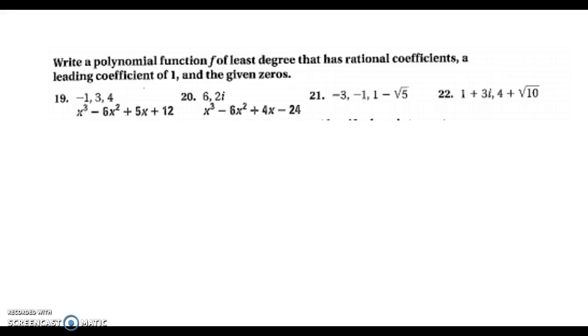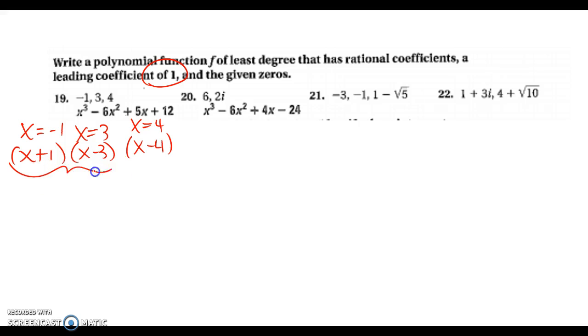Now, write a polynomial function of least degree. It has a leading coefficient of 1 and given zeros. All right, so if x equals -1, my factor would be x plus 1. If x equals 3, my factor will be x minus 3. If x equals 4, my factor will be x minus 4. So I'm going to FOIL these two. X squared plus 1x minus 3x is minus 2x minus 3.